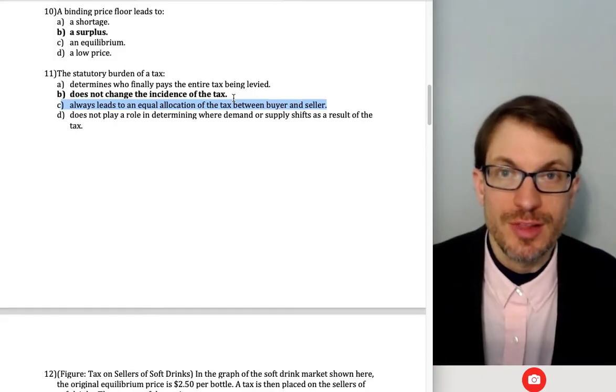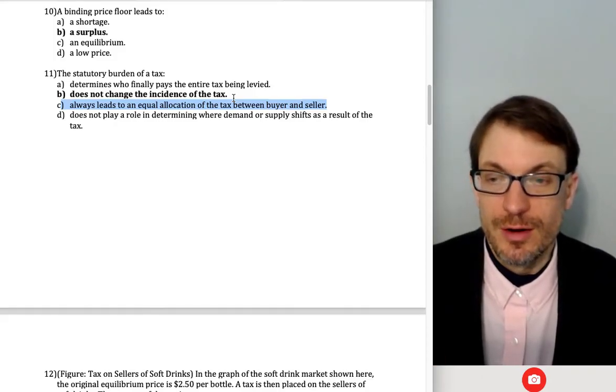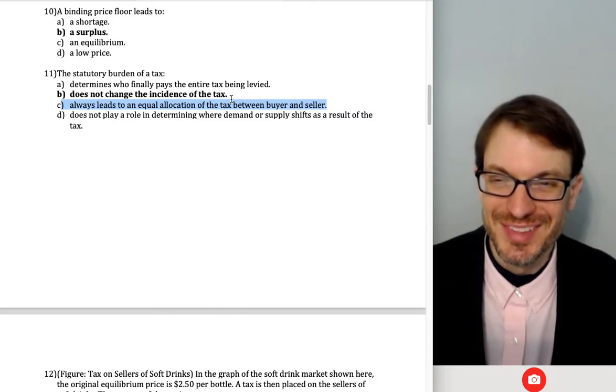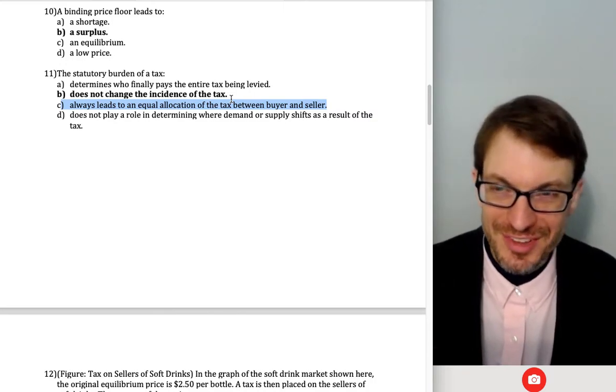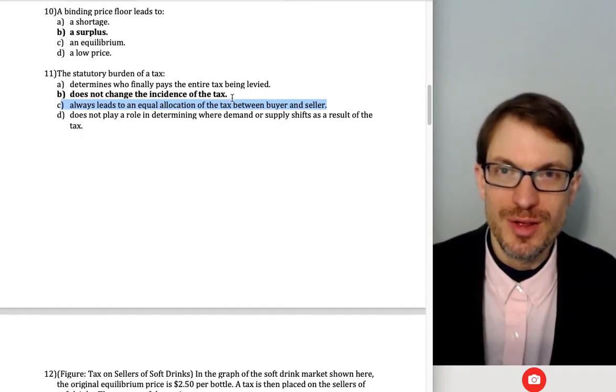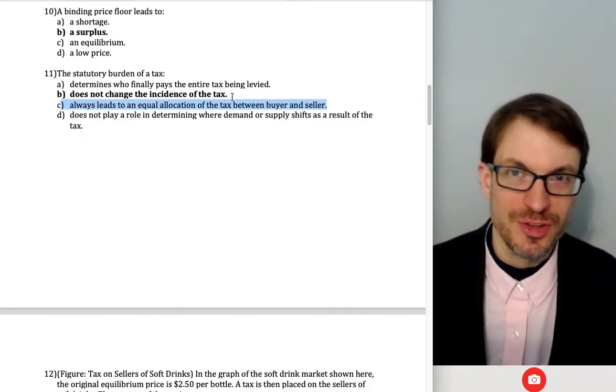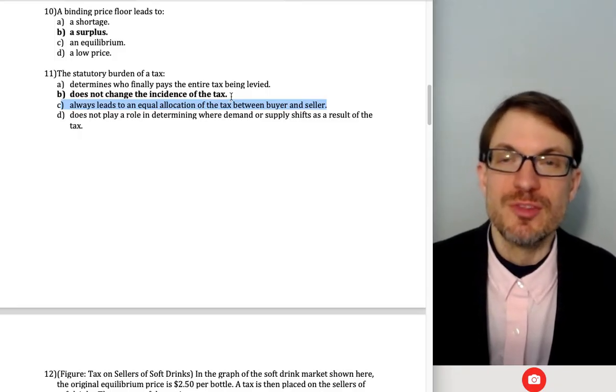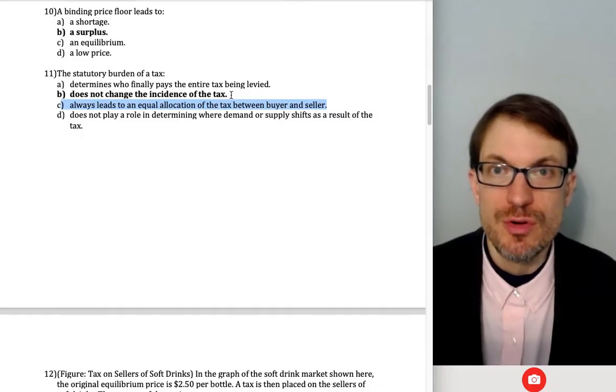If demand is less elastic than supply, more elastic than supply, so we have a bigger elasticity, more responsive. Why was what I said before wrong? Less elastic is more inelastic, which I just said. Okay, so if demand is more elastic than supply, it's more responsive. Buyers are going to try to avoid the tax.